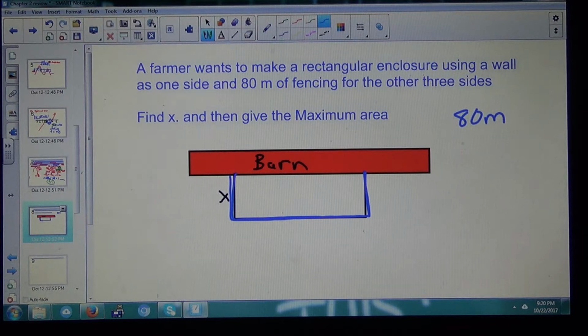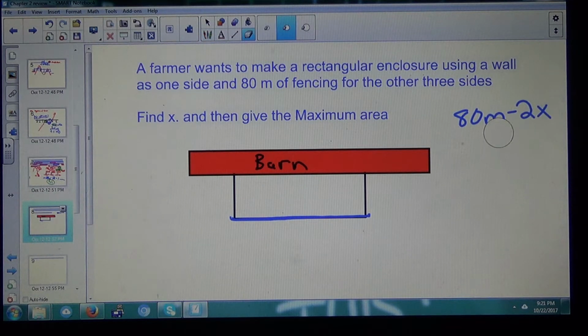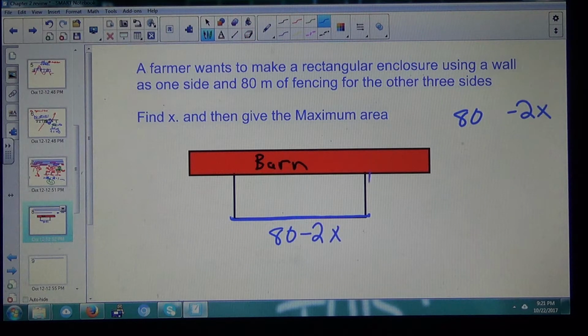Well, I have an X here. And if that's X, which other one has to be X? So technically, how many sides of X do I have up here? 2 of them, right? If I want to find out what the bottom piece is, I'd have to get rid of this X and this X. How many X's did I get rid of? 2 X's. So the bottom length would be 80 minus my 2x, because here was 1x and here was the other. If you had another piece of fence in there, then you'd have to subtract 3 x's.